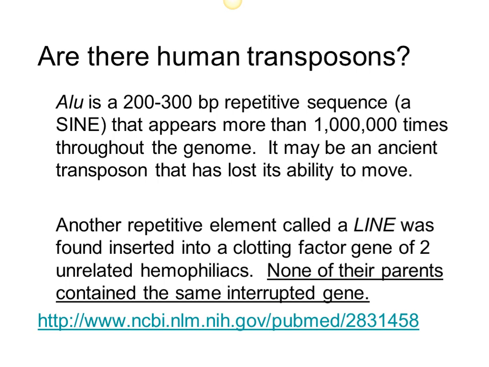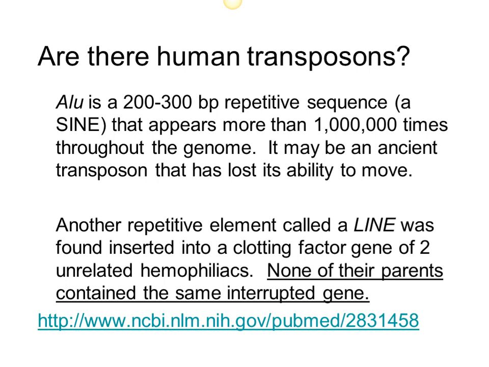There is another repetitive element called a LINE, long interspersed element, that was found inserted into the clotting factor gene of 2 hemophiliac patients. So it was the insertion of this very long interspersed element that created a gene mutation because the gene was completely interrupted. So these individuals cannot make a certain type of clotting factor, and therefore they have hemophilia.